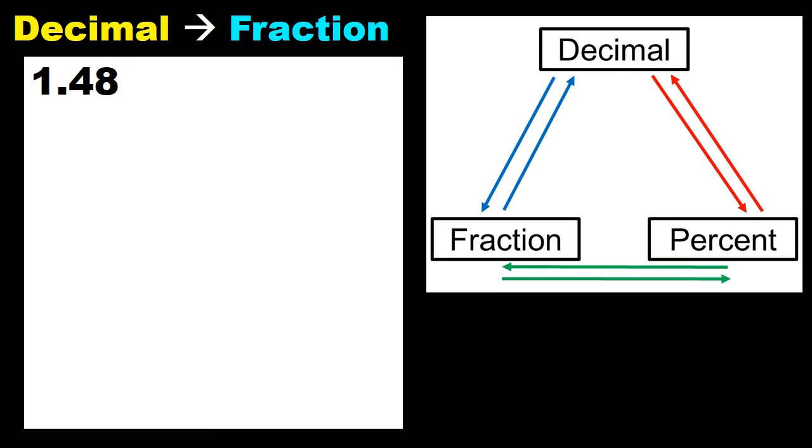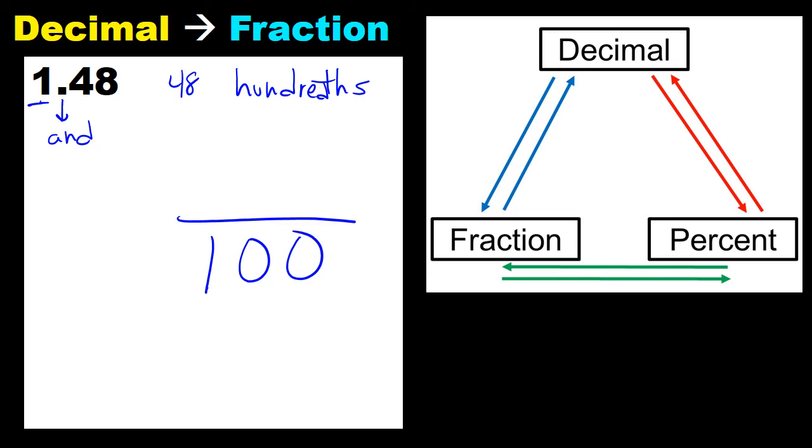So last but not least, we have this number. We have 1 as our whole number, and then our decimal, and then I have 48 hundredths. And so here we go. I have my denominator, 100. And then 48, that's going to be my numerator.